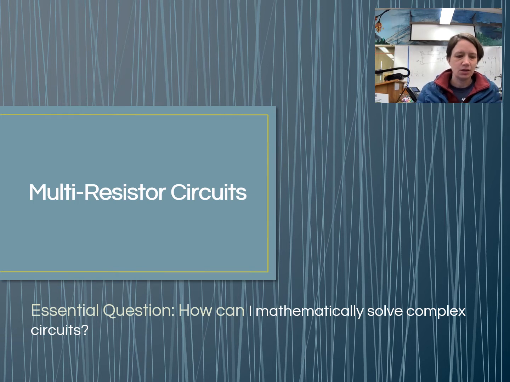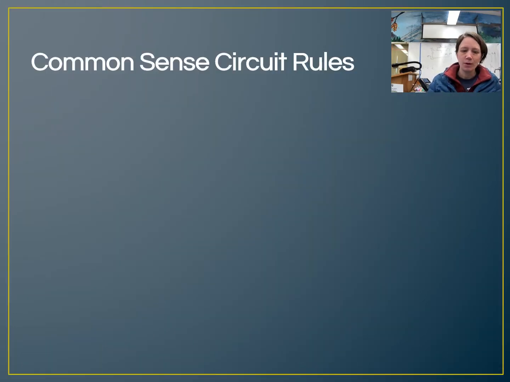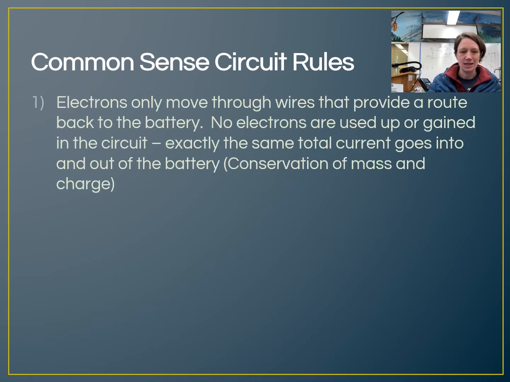Hi, this slideshow is on circuits that have multiple resistors in them and how do you mathematically and conceptually solve these circuits. So before we get into it, I want to go through just two common sense circuit rules. The first is that electrons are only going to move in complete circuits. That means they only go through wires that provide a route back to the battery.